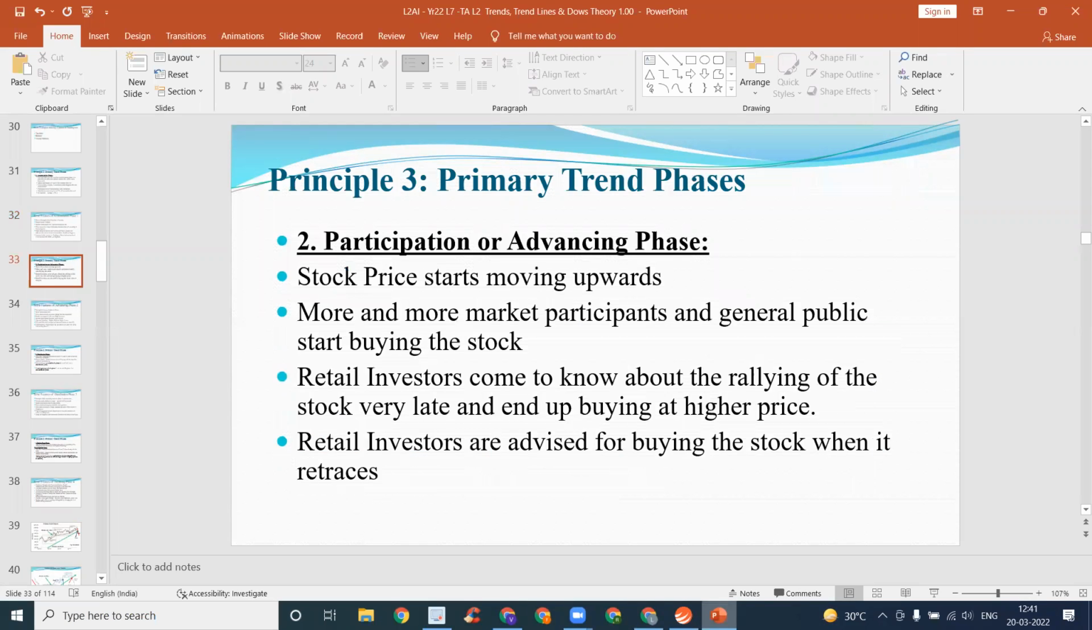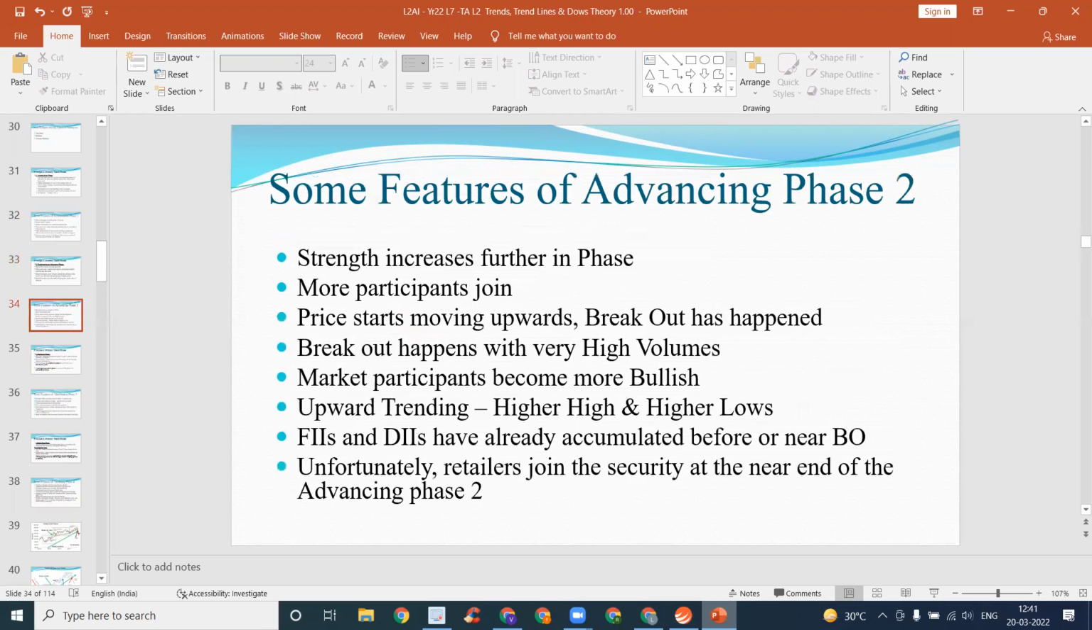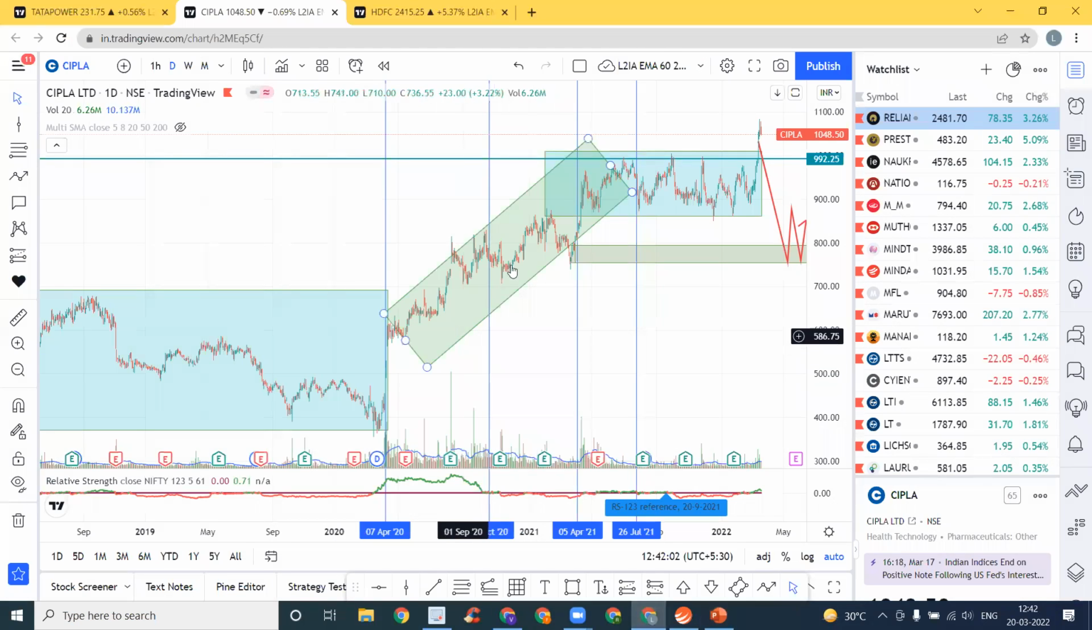More people will join me, retailers will join, but FIs have already bought it earlier because FIs have a lot of information based on research and all. They have a big team working for them. So strength increases in this phase. More people will join. Breakout has happened in the positive direction. High volumes are there. Upward trending, higher highs, higher lows. You can see the stock is trending upward.